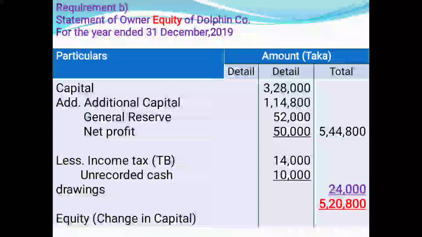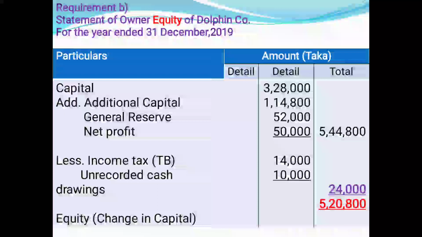Statement of owner's equity of Dolphin Cone for the year ended 31st December 2019. Particulars, amount, taka, detail, total. Dear students, from the format of financial statement of sole trader, you know, equity starts with the capital amount, that is the opening capital. We can get from the trial balance capital is taka 3,28,000.